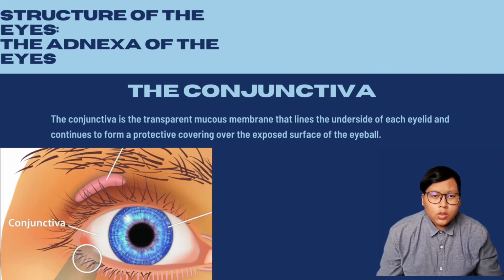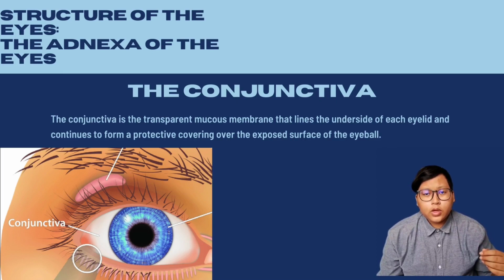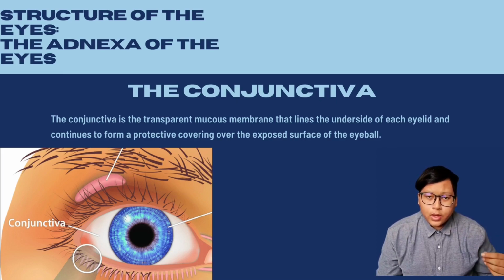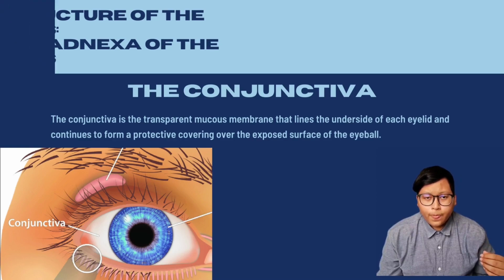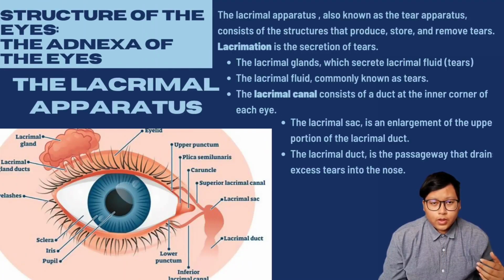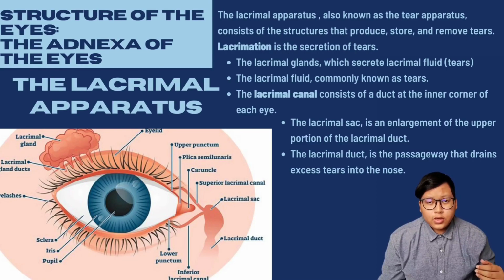Conjunctiva is the transparent mucous membrane that lines the underside of the eyelids and continues to form a protective covering over the exposed surface of the eyeball. Next is the lacrimal apparatus. It's known as the tear apparatus. It consists of the structures that produce, store, and remove tears. The lacrimation is the secretion of tears.